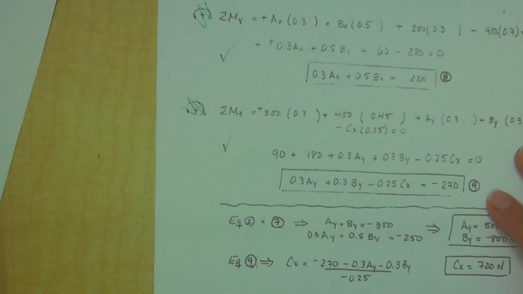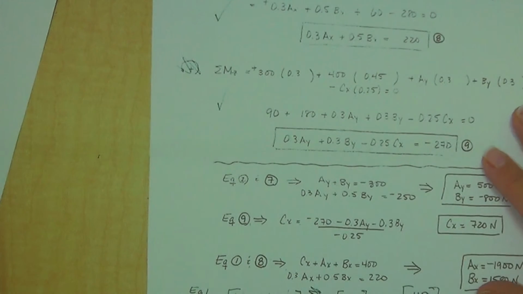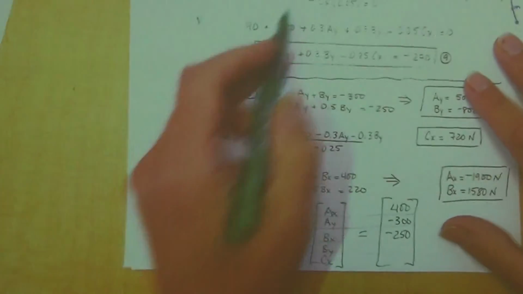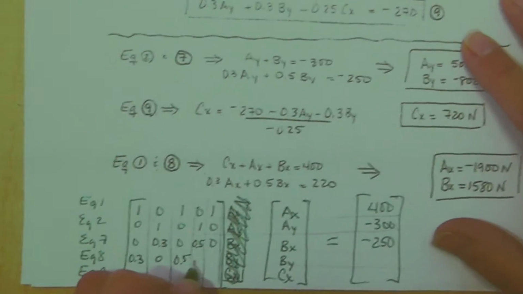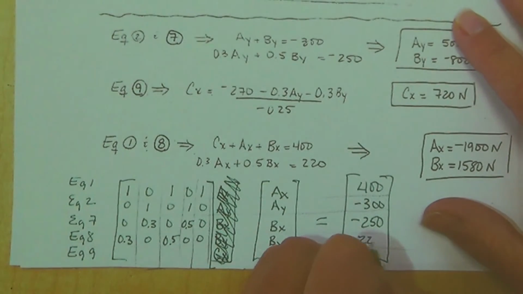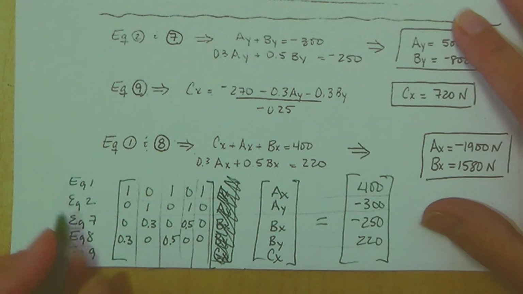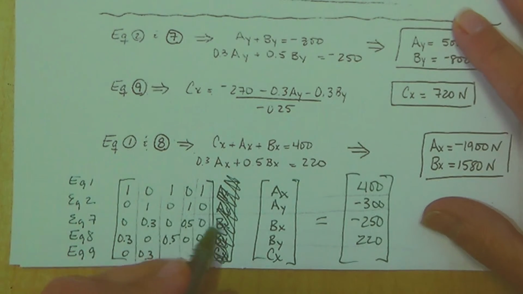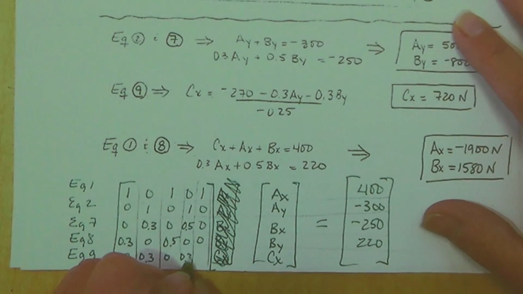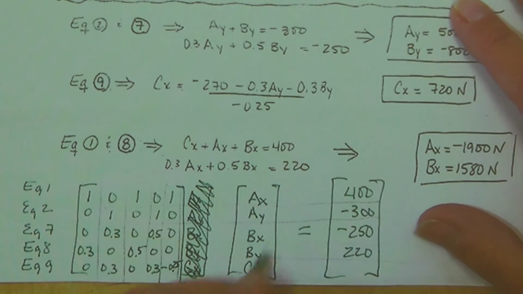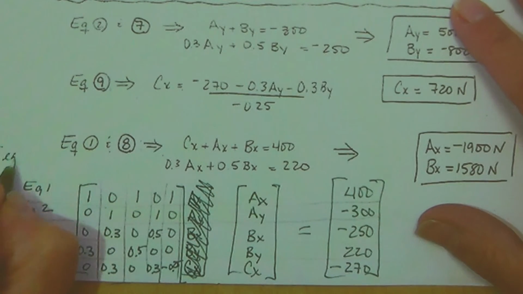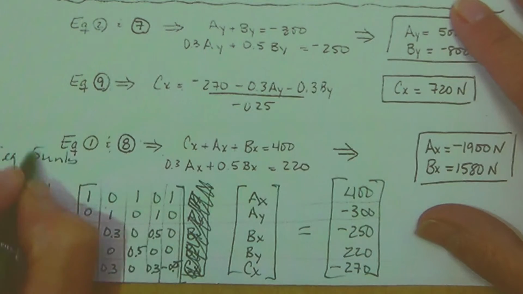Equation 8, raise it up a little bit more. Yeah, sorry, 0.3 times AX plus 0.5 BX is equal to 220. And 0.3 AY plus 0.3 BY minus 0.25 CX is equal to negative 270. So 5 equations, 5 unknowns.